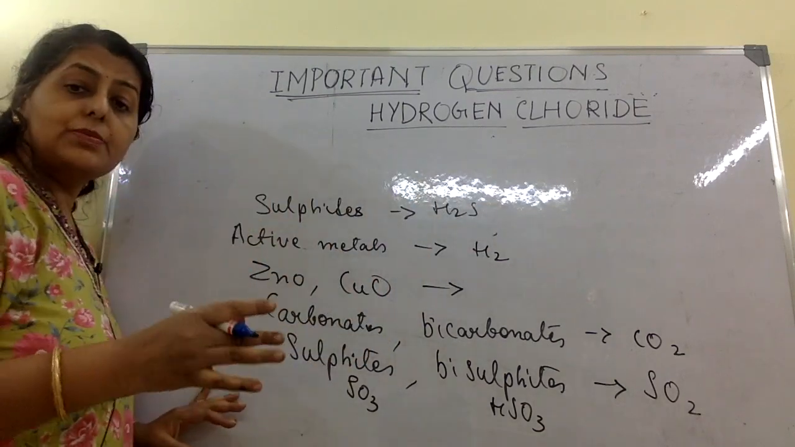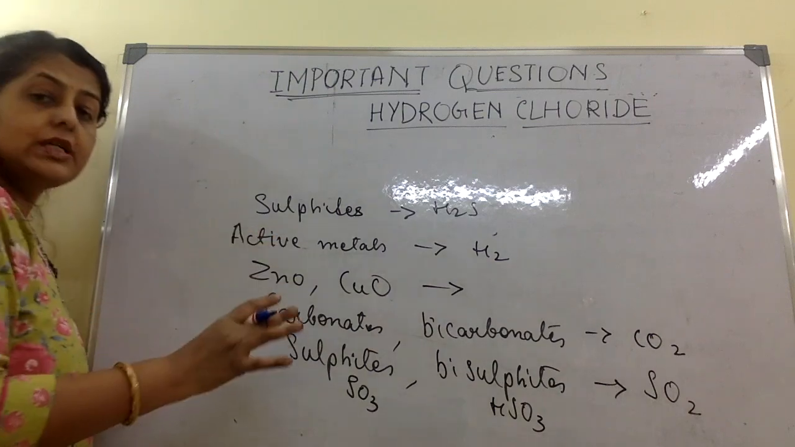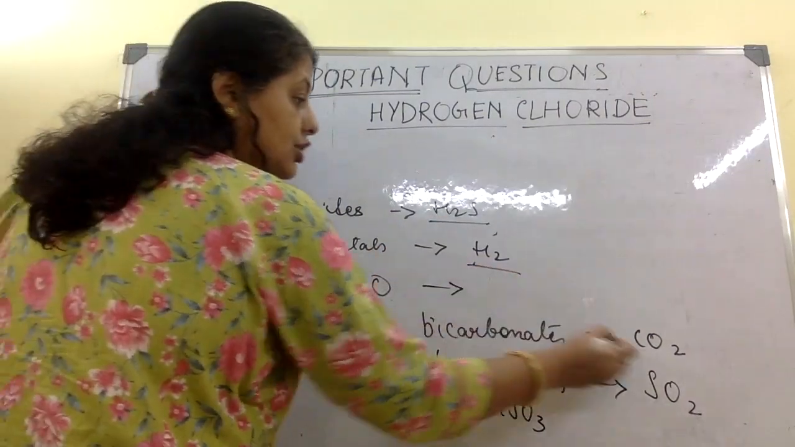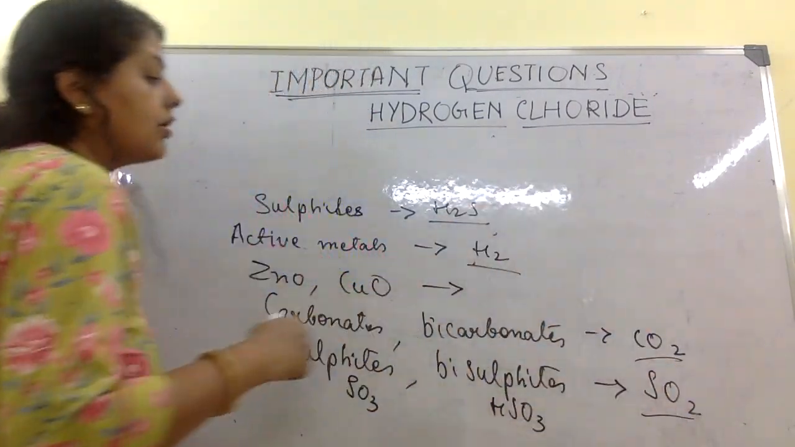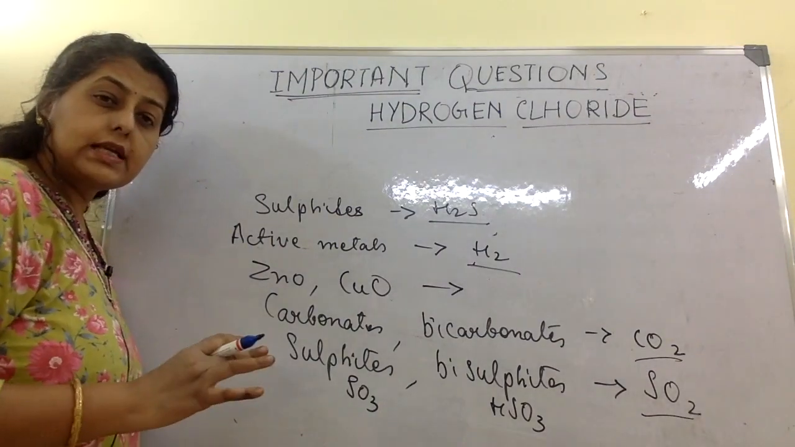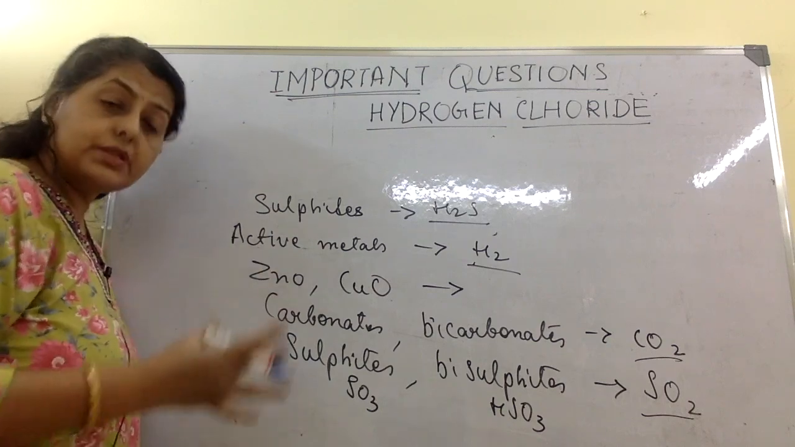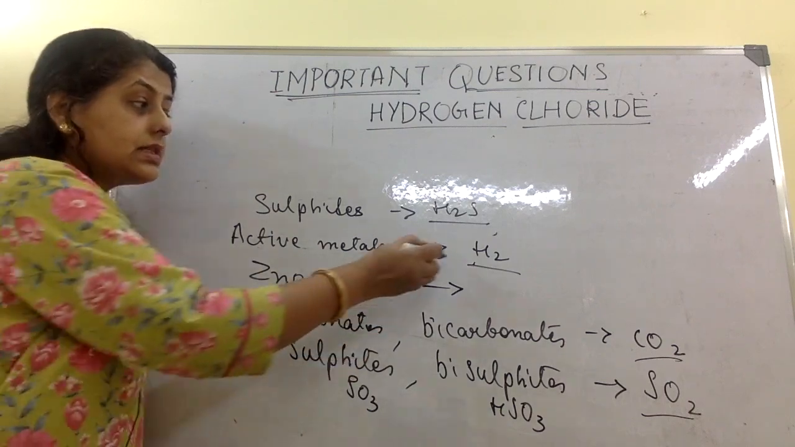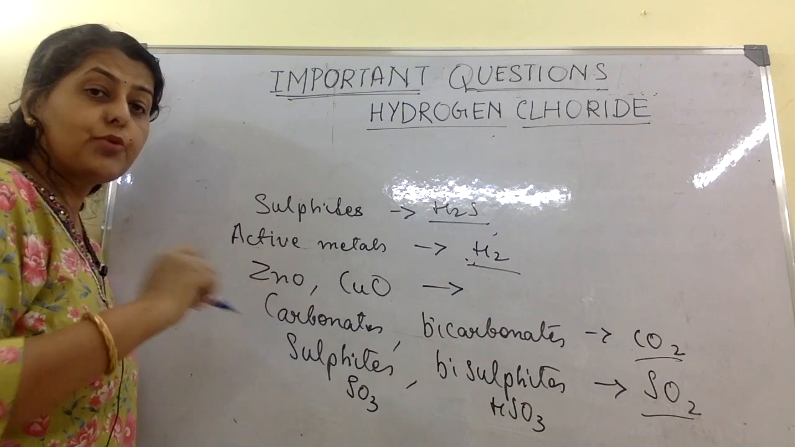So what are the four types of gases? We have H2S, H2, CO2, SO2. These are the four types of gases. They will focus on the tests for these gases also, and they keep asking what is the observation. Here this is a colorless gas which burns with a pop sound.